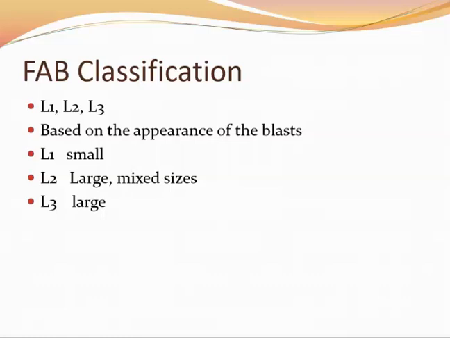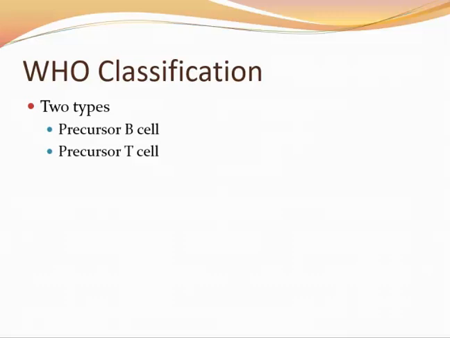With the FAB classification, ALL has 3 categories: L1, L2, and L3. These classifications are based on appearance of blasts. L1 has small blasts, L2 has large or mixed sizes, and L3 has large blasts. For the WHO classification system, there are only 2 categories, and it depends on if it's a precursor for B cells or a precursor for T cells.